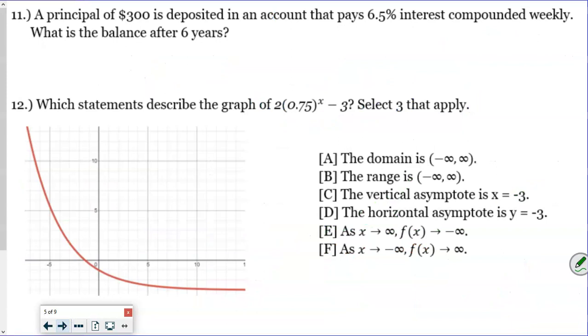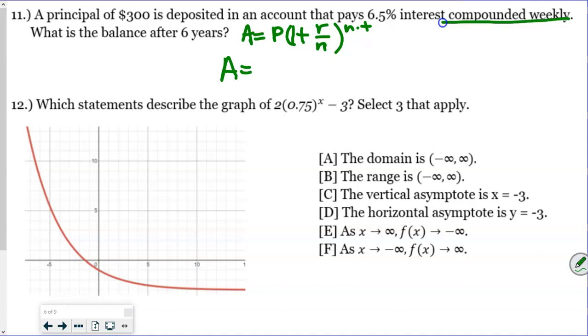All right, so number 11 says a principal of $300 is deposited in an account that pays 6.5% interest, compounded weekly, key phrase there. Okay, so this is our formula. A is equal to P times 1 plus our rate of interest divided by N, okay? And then we're going to do our N times our T, okay? So we're going to say our amount is going to be equal to our principal, 300, times 1 plus, remember this is our rate, and it's going to be 0.065 because we're going to move the decimal place 2 places to the left, divided by compounded weekly.